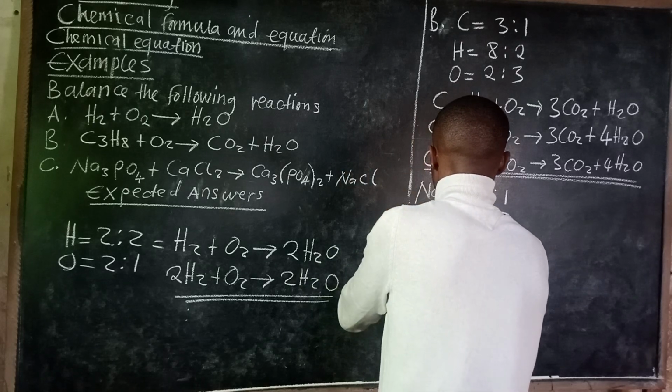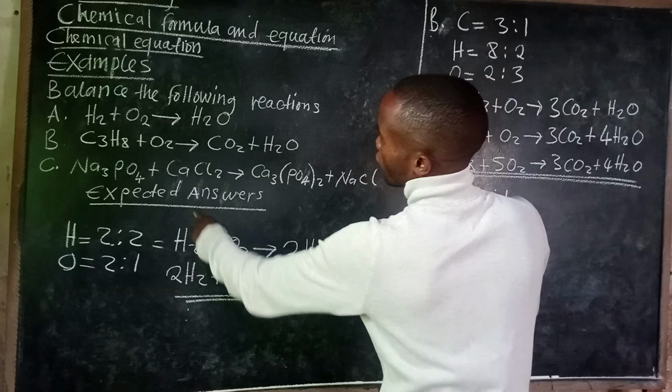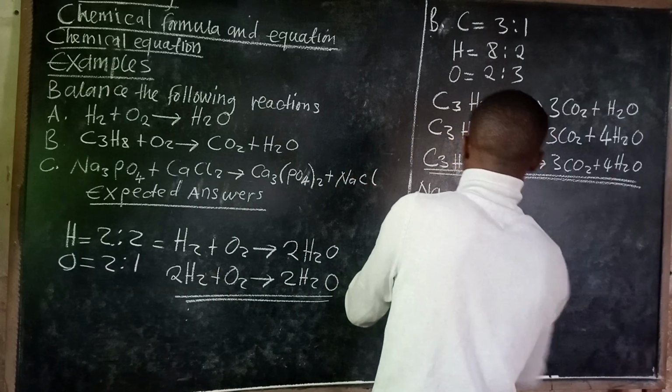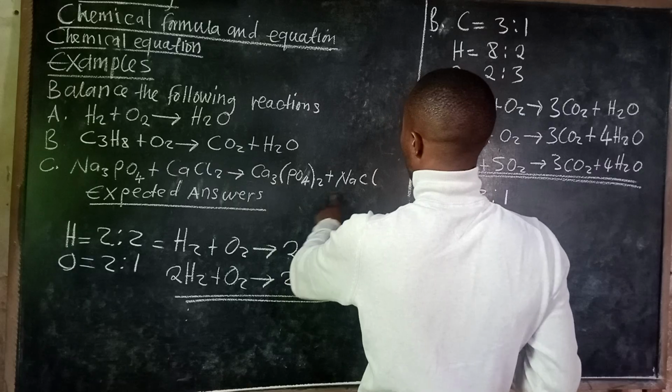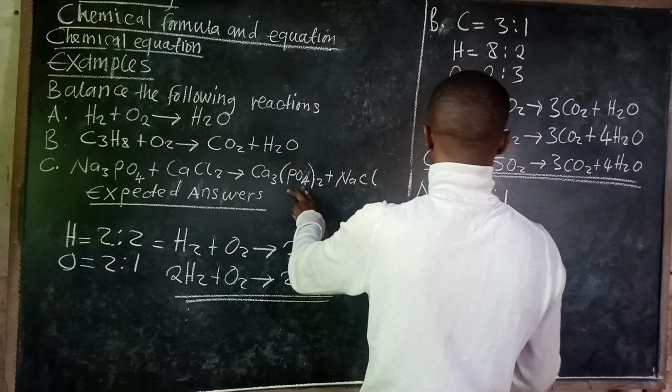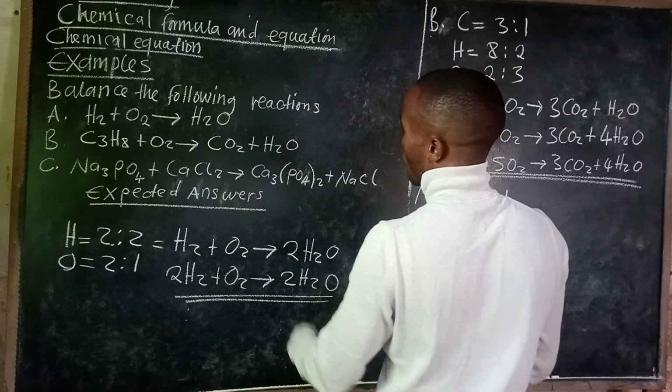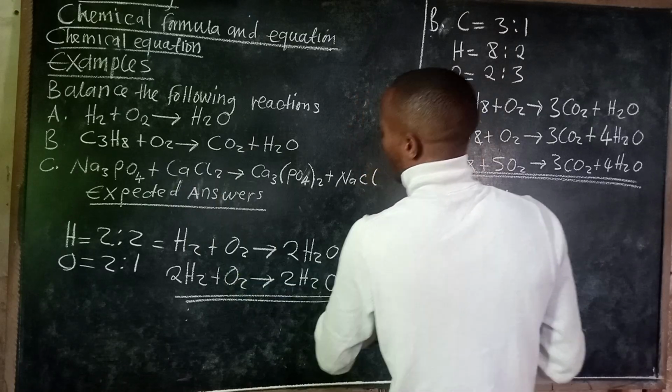So oxygen, this side we have what? 4. 4 atoms of oxygen. Then what about this side? Oxygen, 8. Oxygen is 8. 4 times 2, 8. Then what else? We come to calcium.